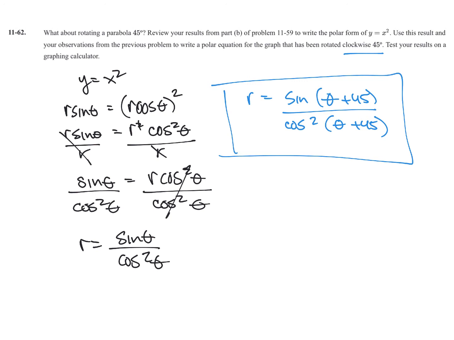So just make sure that you check it on your calculator. Enter both r equals sine theta over cosine squared theta, and then the other equation.